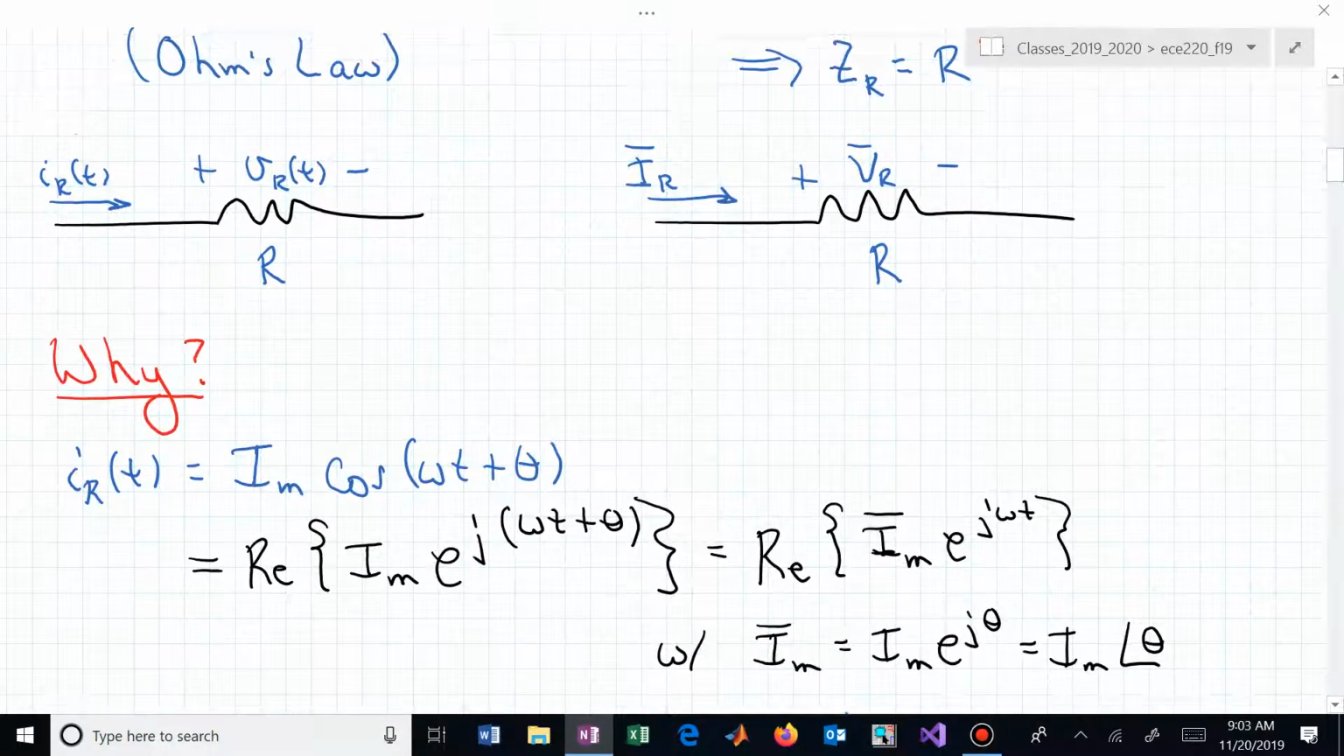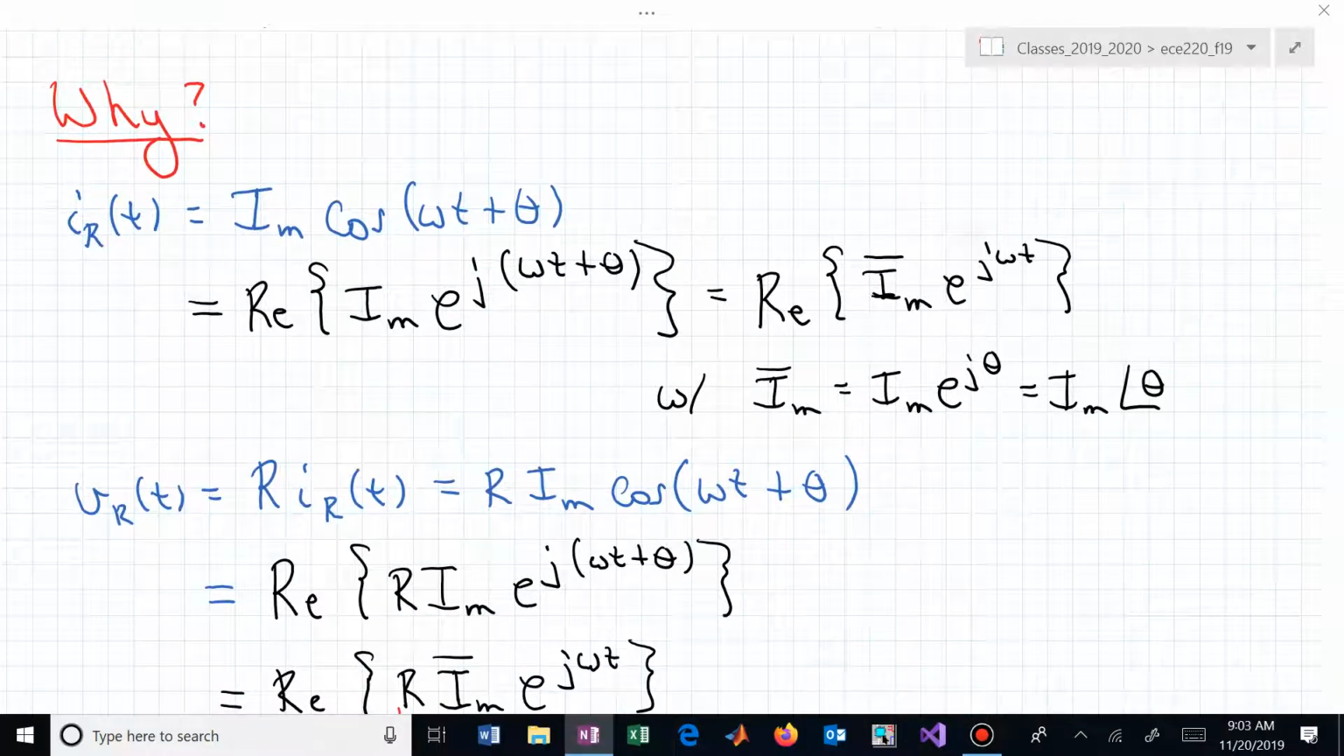If we wanted to, we could put on our thinking cap and ask why. And here I'm trying to explain or give you some reasoning why we see the same relationship in the time domain and the frequency domain for a resistor. Again, we're already in sinusoidal steady state. The transient has gone. Voltage is Ri, and if we let i on our resistor be I sub m cosine omega t plus theta, we now know that that's equivalent to the real component of this complex exponential.